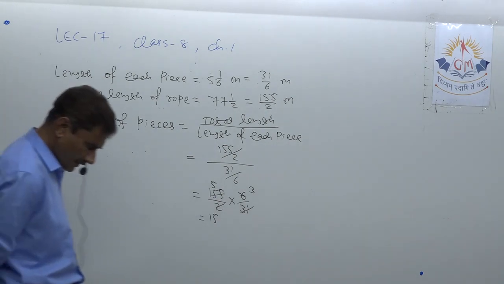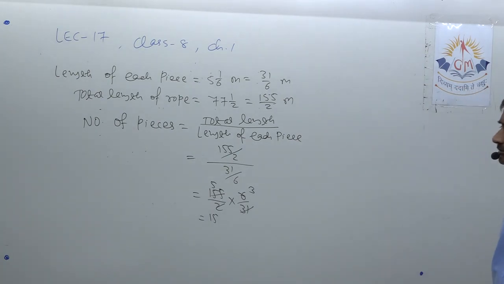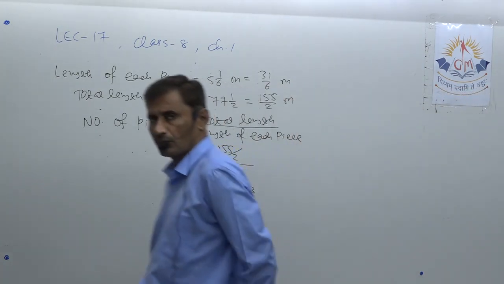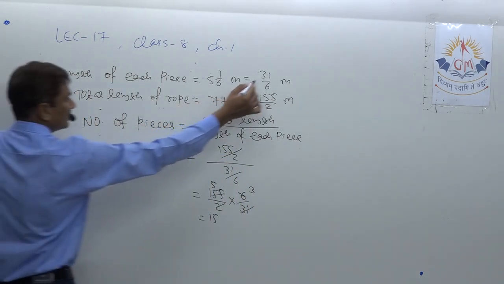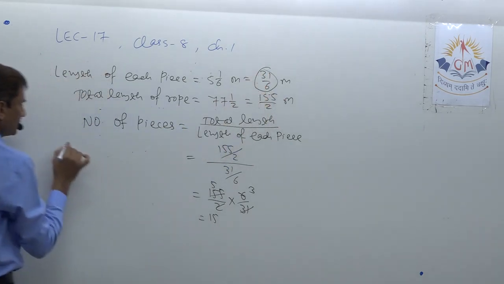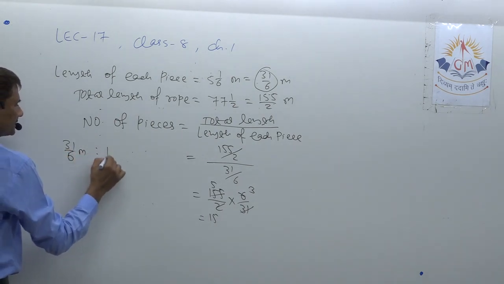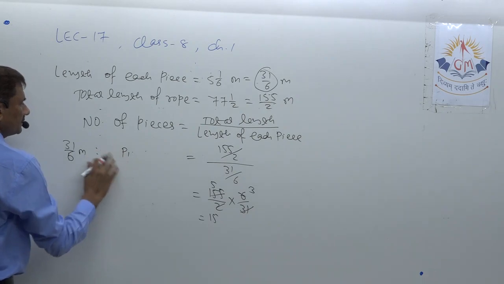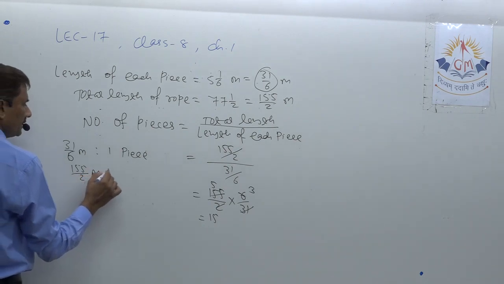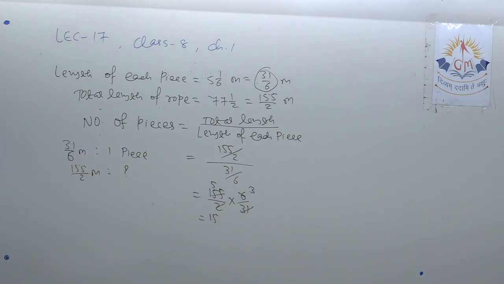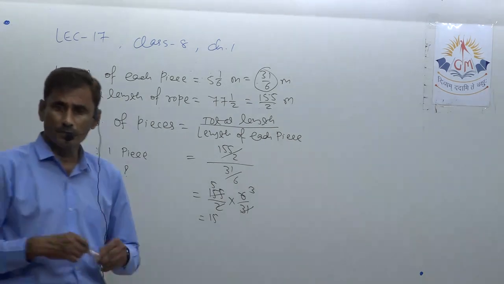Sometimes students may get confused about whether to multiply or to divide. In this type of cases you can use cross multiplication step also, it is very simple. This is one piece. So this is how many pieces? So 31 by 6 meter is equivalent to one piece. So 155 by 2 meter, how many pieces? Cross multiply it. So obviously this is numerator, this is in denominator. So you can know where from this came.